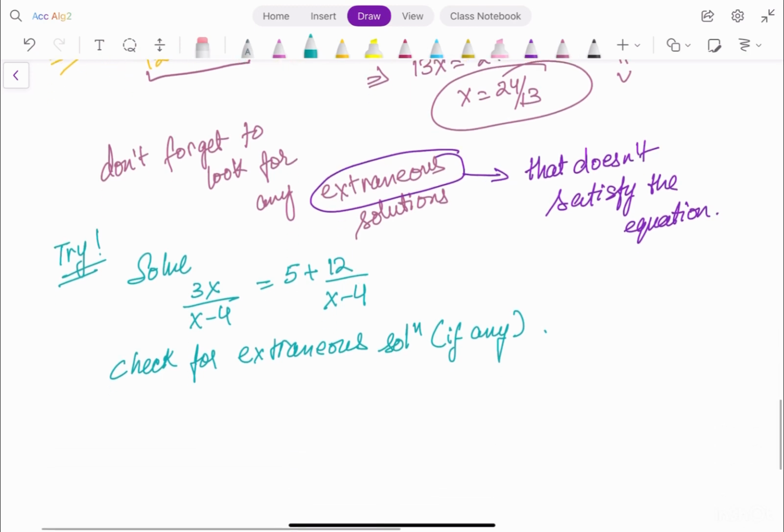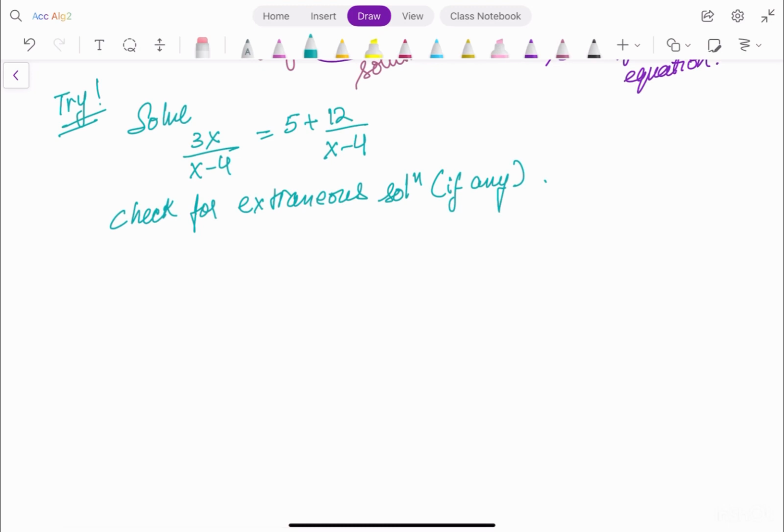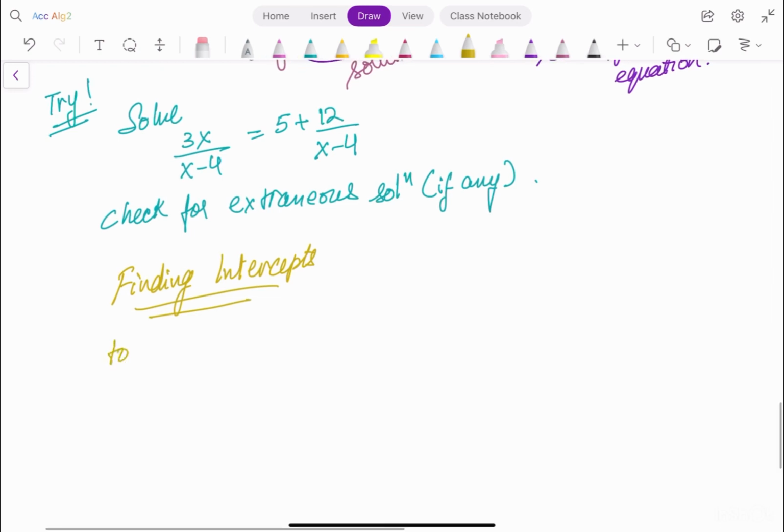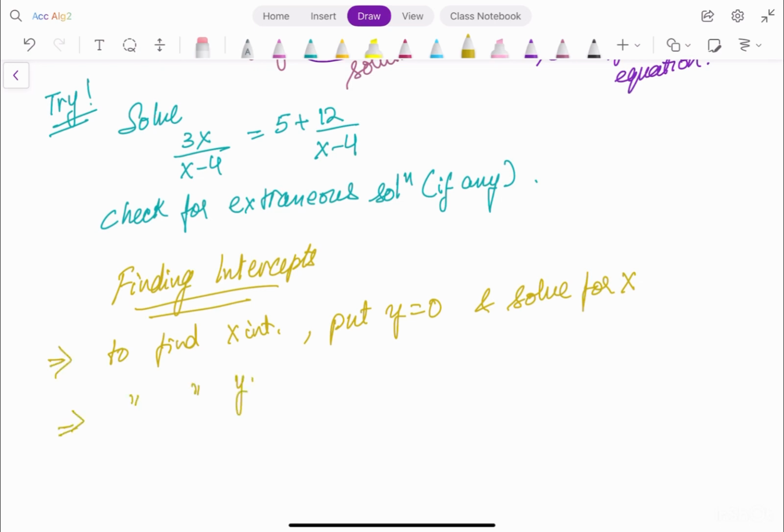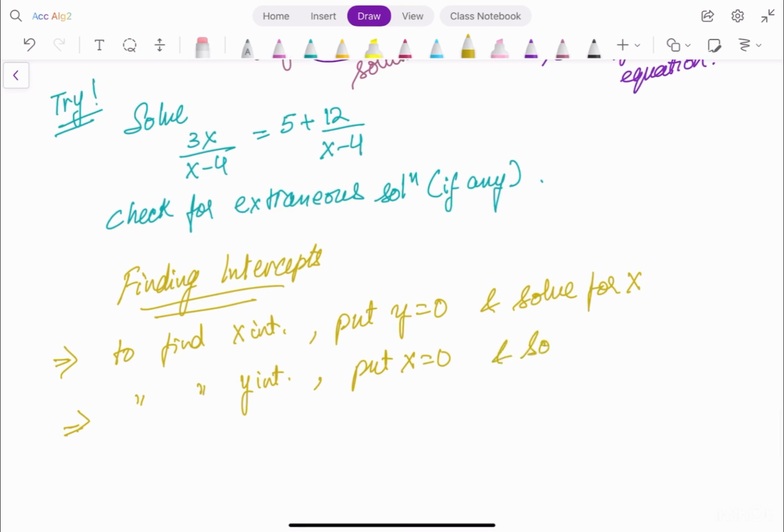Now, the next topic that we would like to discuss is finding the intercepts. Again, we have discussed the intercept in the previous video. Let's elaborate a little bit further. How to find the x-intercept, how to find the y-intercept? The process is quite simple. To find the x-intercept, what we do? We put y is equal to 0 and then solve for x. On the other hand, if we have to find the y-intercept, then we will put x is equal to 0 and then solve for y. Right? Very simple. Let's take a few examples.